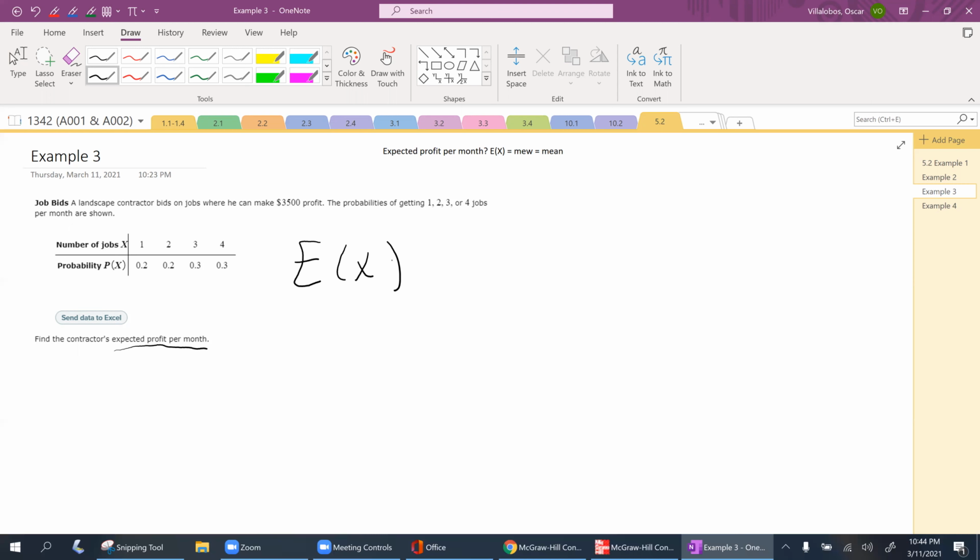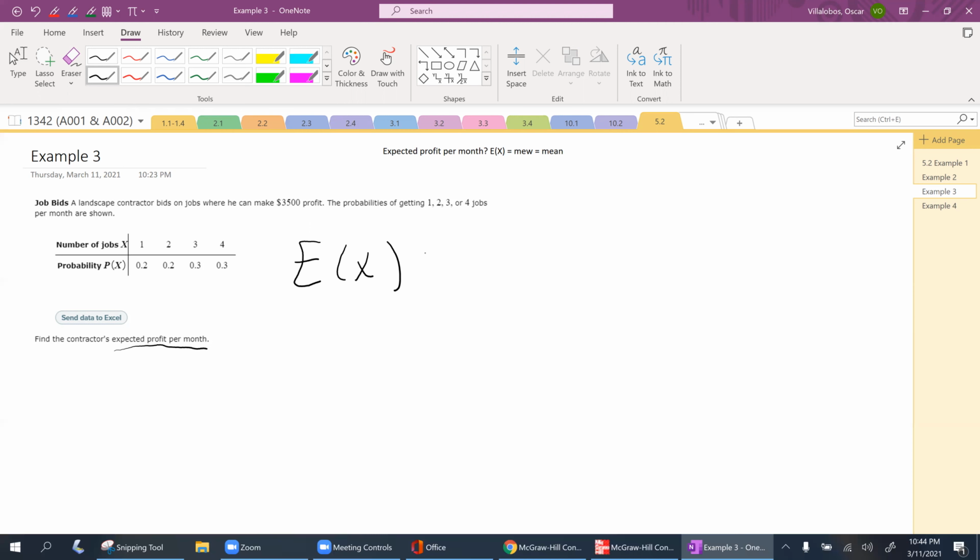Because I may not always ask you, hey, find me the mean or find the expected profit. Well, you could get expected profit, right? Or you may also see the symbol, find E, capital E of X. That's going to mean expected value, which therefore means mu, which therefore means the mean, the average. So it's the same word for everything, for the same process. And we know how to find the mean.